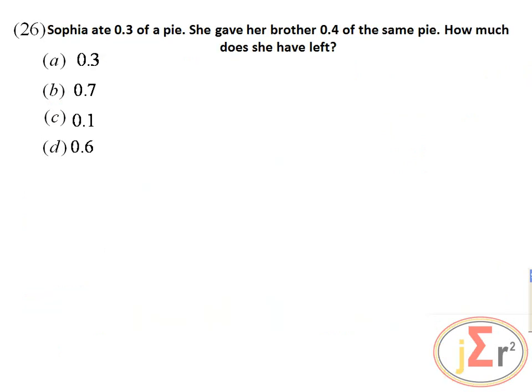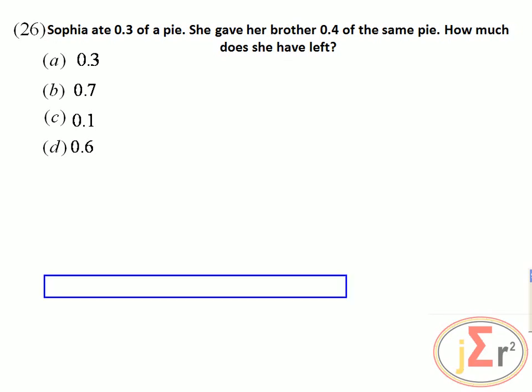Sophia ate 0.3 of a pie. She gave her brother 0.4 of the same pie. How much does she have left? Sophia ate 0.3 of a pie. She gave her brother what? 0.4 of the same pie. How much does she have left?